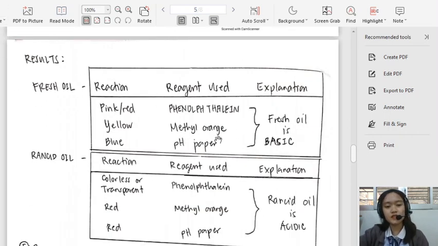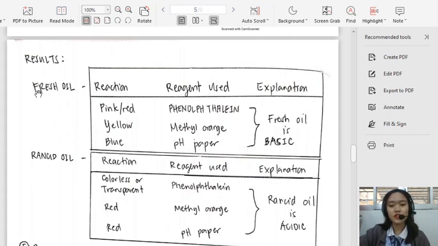Okay, so the results for the test for rancidity, you have the fresh oil and the rancid oil. By the way, what are the reagents here? Our reagents are phenolphthalein, methyl orange, and pH paper. The pH paper is actually a material, but it is considered a reagent because it causes changes. So your samples are fresh oil and rancid oil.